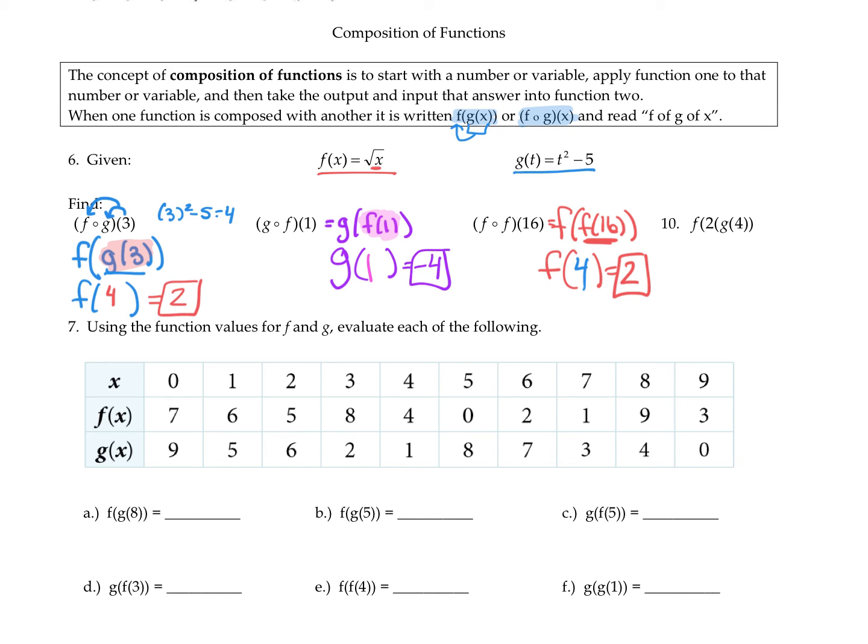All right, this last one's a little bit tricky, but we're still going to work from the inside out. First I'm going to find g of 4. g of 4 would be 4 squared minus 5, so 16 minus 5 would be 11. So I'm going to have f of 2 times 11, because I'm replacing g of 4 with 11, because that was what I found when I found g of 4. Now 2 times 11 is 22, so now I need to find f of 22. Well, 22 doesn't square root, so we're just going to leave it as the square root of 22.